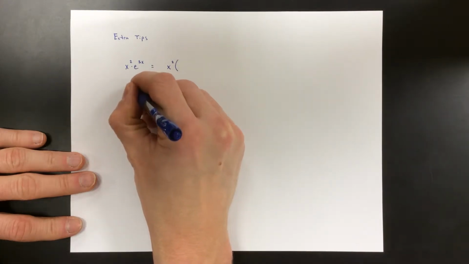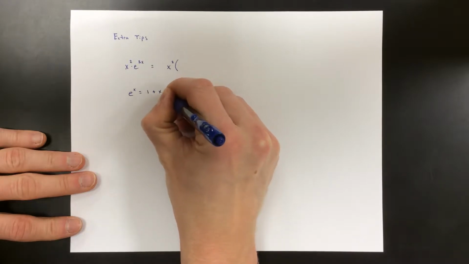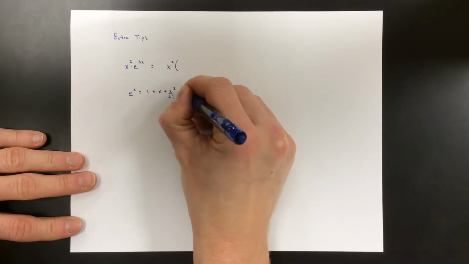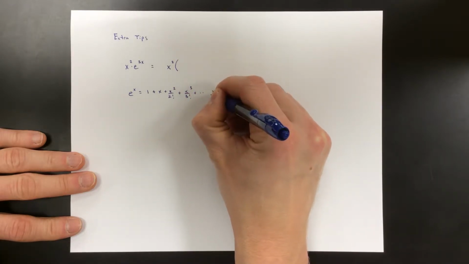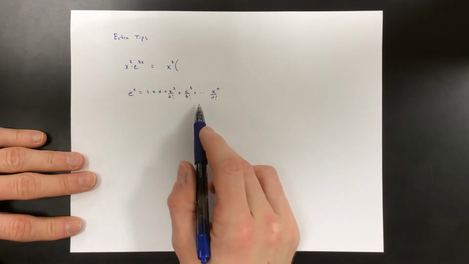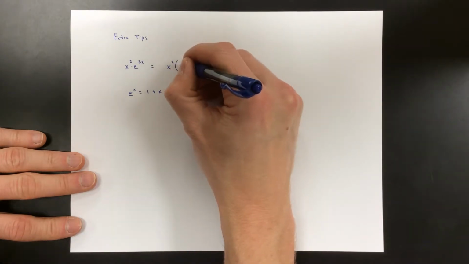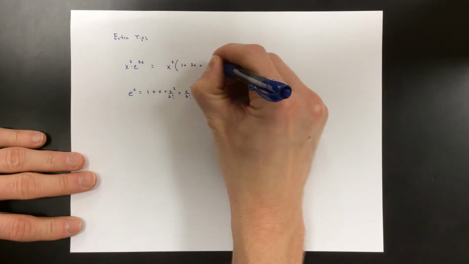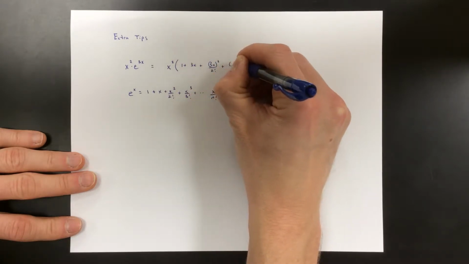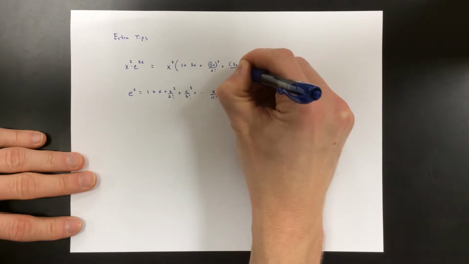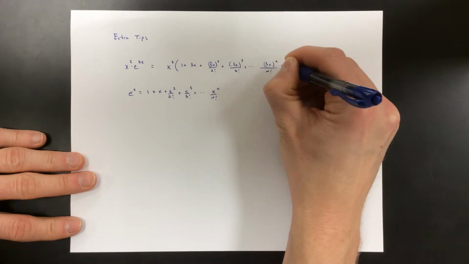Off to the side, you have to think, well, what's e to the x? Remember, e to the x is 1 plus x plus x squared over 2 factorial plus x cubed over 3 factorial plus dot dot dot x to the n over n factorial. The faster you memorize some of these things, the easier these questions will be, because to do e to the 3x, it's just a replacement here. So this is 1 plus 3x plus (3x) squared over 2 factorial plus (3x) to the third over 3 factorial plus dot dot dot (3x) to the n over n factorial.